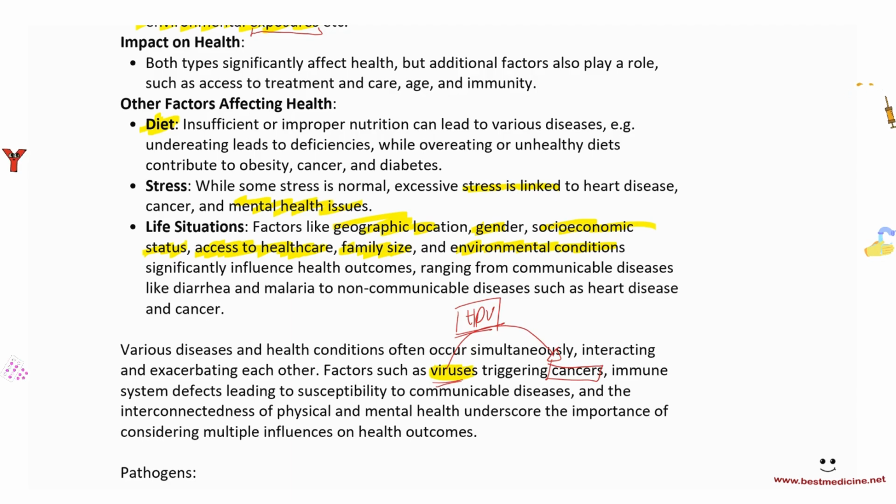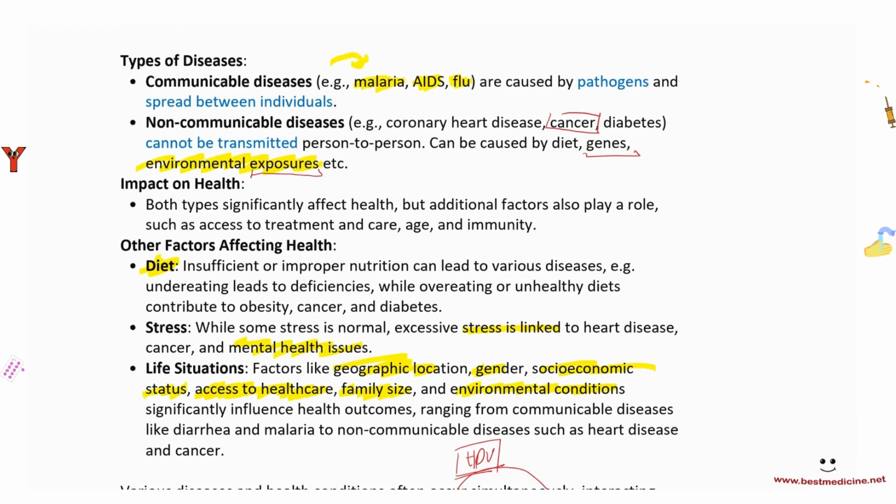Immune system defects can lead to susceptibility to communicable diseases. Somebody can get, for example, cancer, like a lymphoma or leukemia. Now that's a non-communicable disease, but then that leads to susceptibility to communicable, infectious diseases, because the immune system is weakened. So we have this interconnectedness of many different types of diseases as well as of physical and mental health. Okay? So before trying to understand the communicable diseases, which is our topic today, we need to understand the different types of pathogens that will cause them.